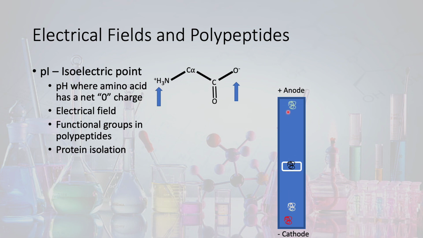Some proteins will carry a net negative charge, which will make them travel towards the anode, and then some proteins will carry a net positive charge, which will make them travel towards the cathode. And then some proteins still will carry no formal charge, right? So in this case, this black protein here has been placed into a solution at a pH equivalent to its isoelectric point. So it won't move towards the anode or cathode, and in a lab we could use this to isolate it.